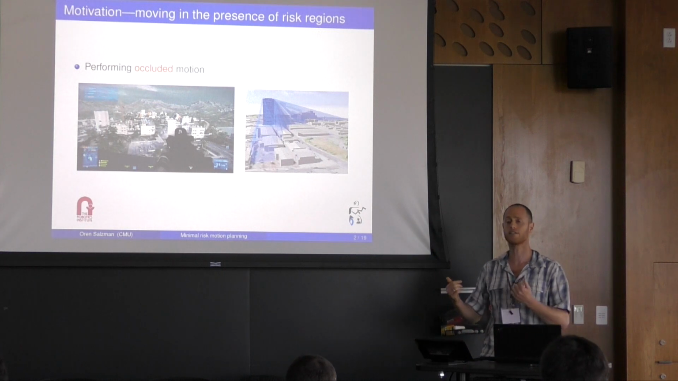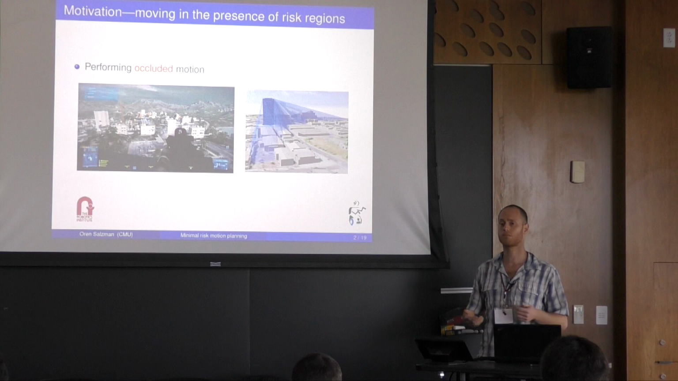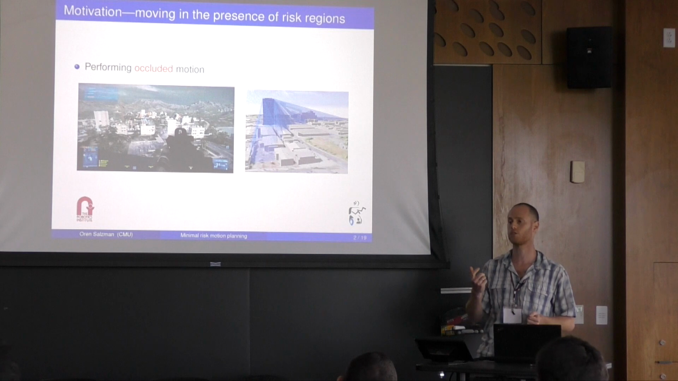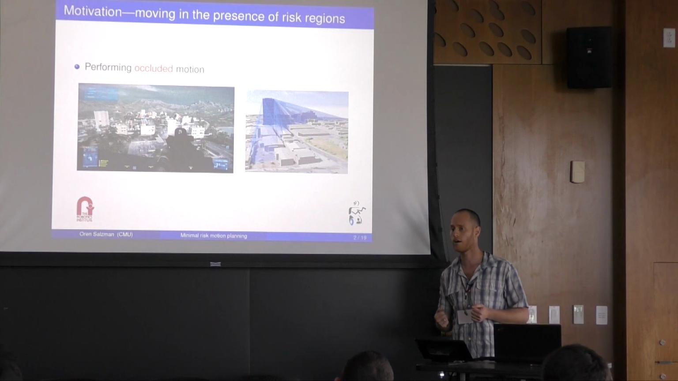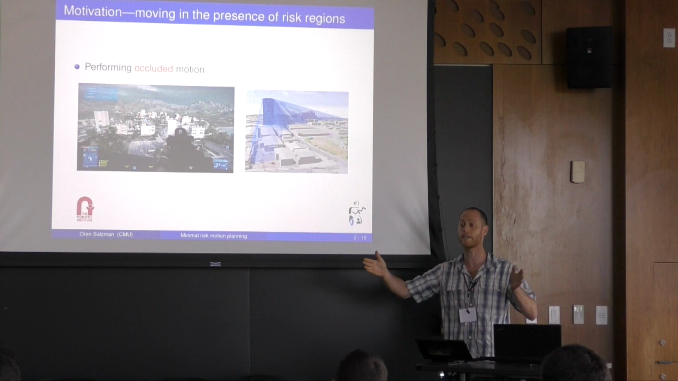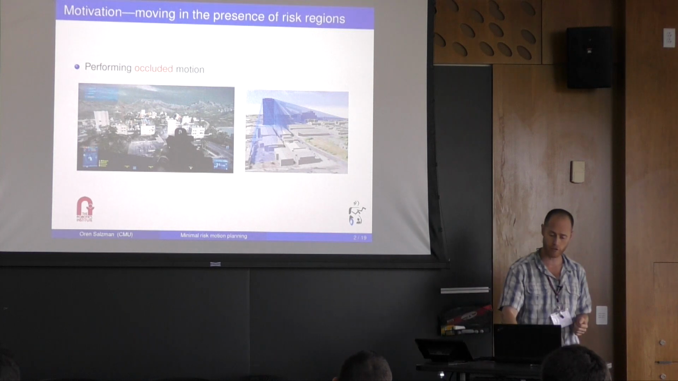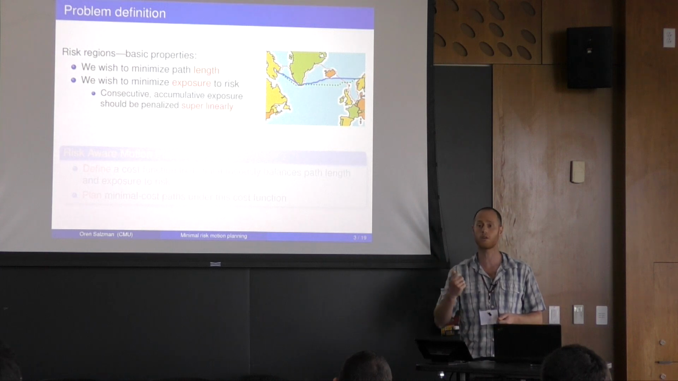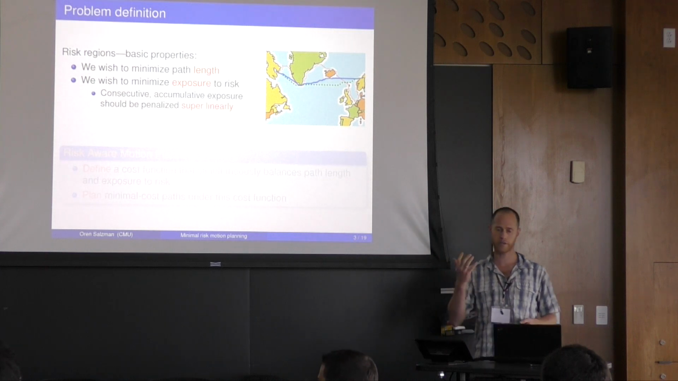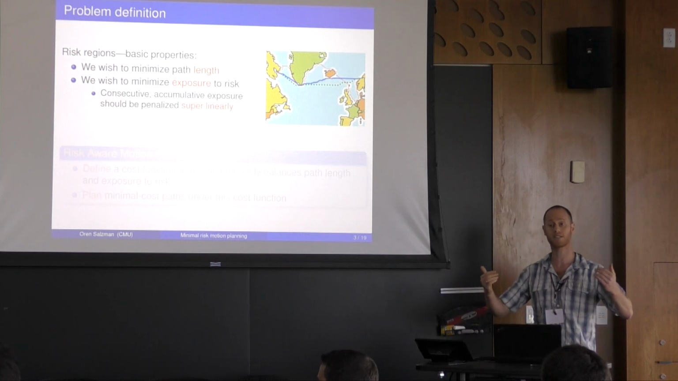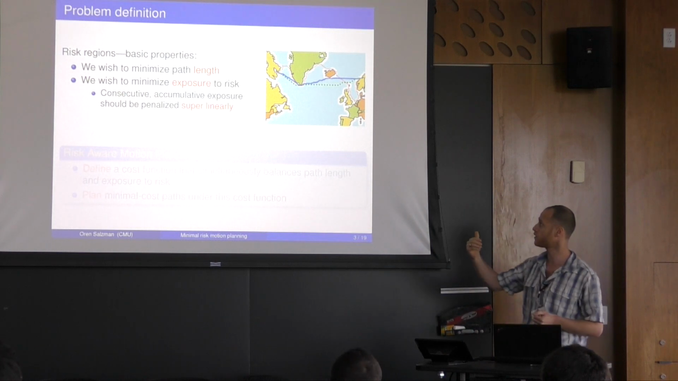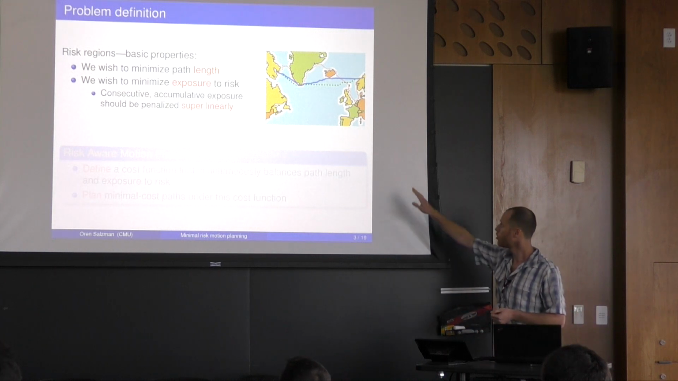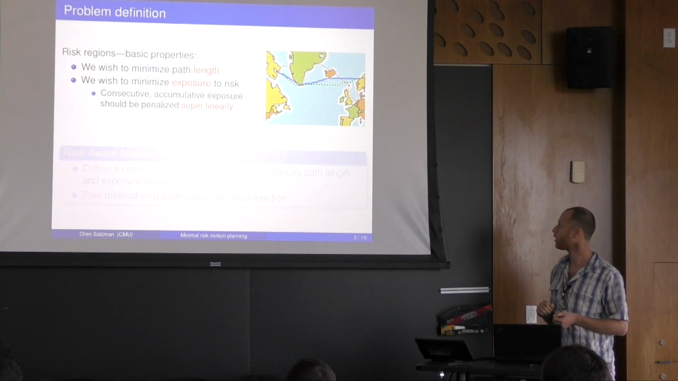And in all these examples, being exposed to the risk, say for 10 one-second intervals, is much better than being in the risk region for a long period, say one 10-second interval. So this is the notion of penalizing exposure to risk in a superlinear fashion. So in this problem, we want to balance between minimizing path length and minimizing exposure to risk in this superlinear fashion.